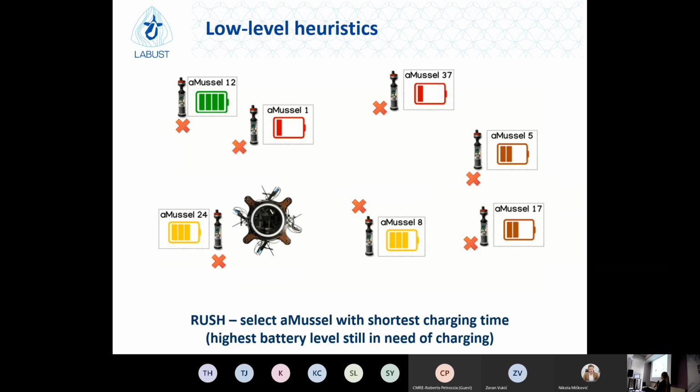And we have rush, which is a method in which the APAD focuses on aMussels which are in need of charging but are still quite okay with regards to battery state, so it doesn't, so to speak, waste time on charging.